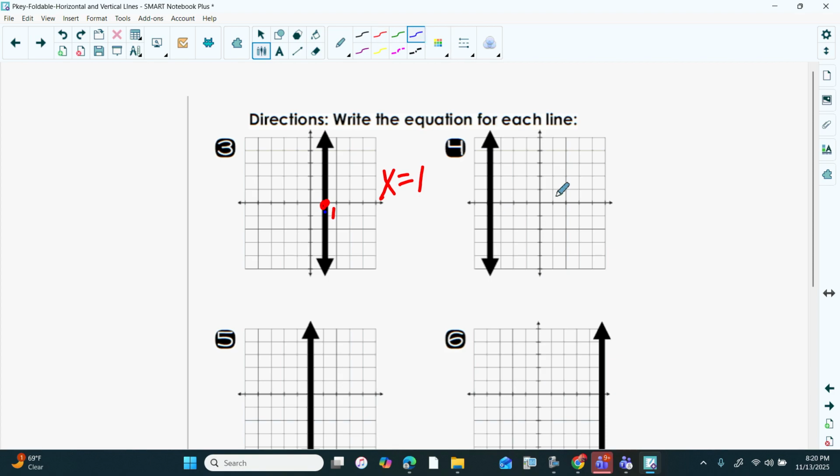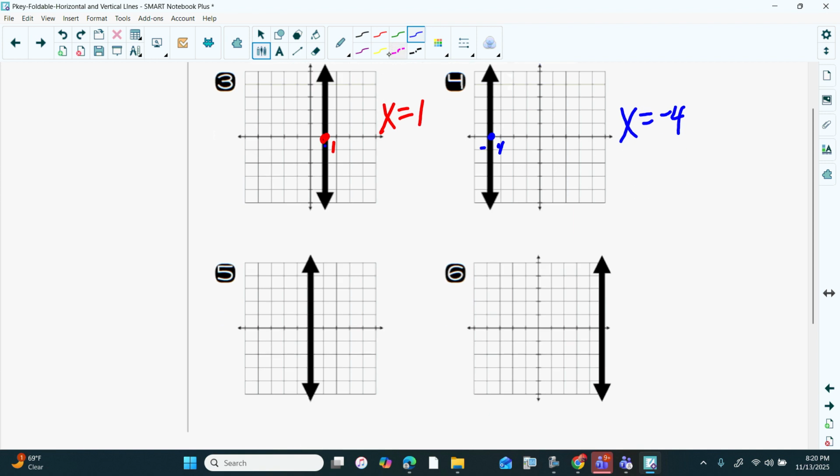Here, if I look at this one, a vertical line again, it touches 1, 2, 3 at -4, so x equals -4. Now in 5, our vertical line touches at the origin 0, so x equals 0. So your y-axis is a vertical line, but it has this equation, x equals 0.